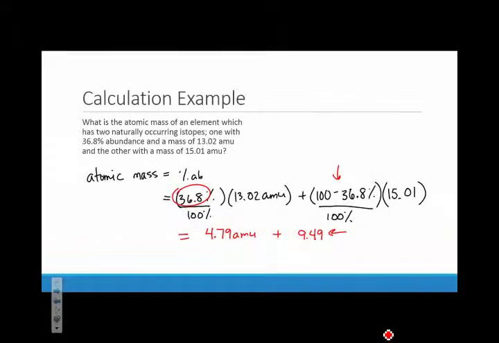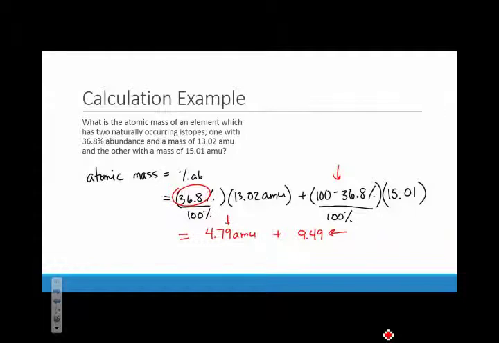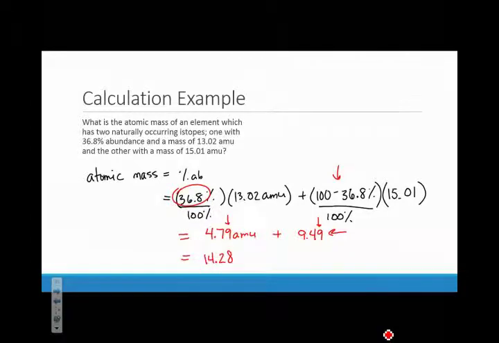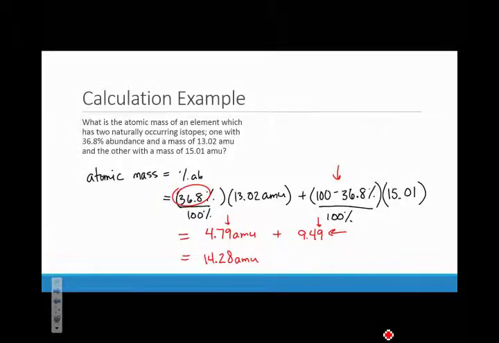Now I'm adding these two together, and when we add measurements, remember we have to check uncertainties. And so I see that my last significant figure in both cases is in the hundredths place, and so that's what my answer should have. And so I end up with an answer of 14.28 as my average atomic mass, AMU, atomic mass units.